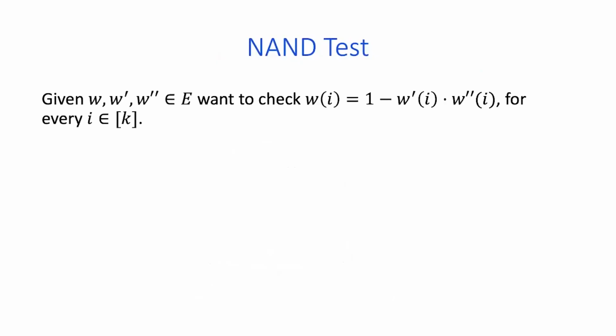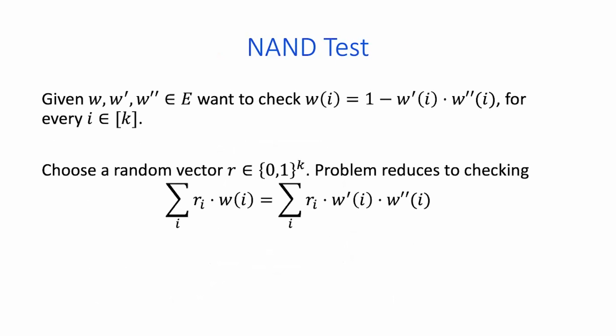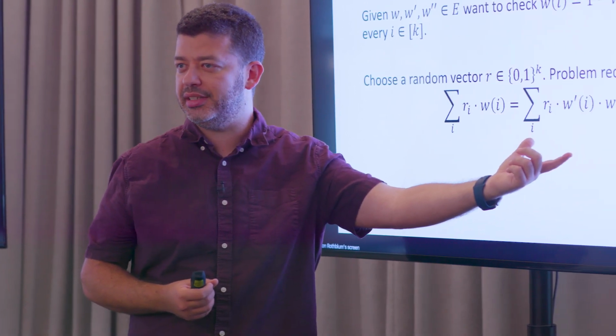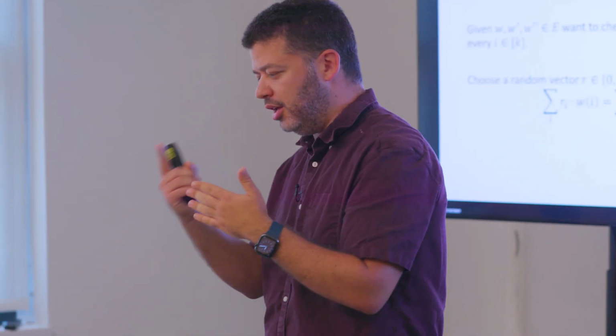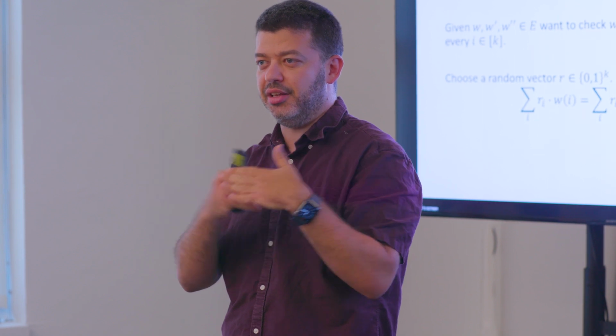The second test that we had was to check this NAND relation. So the situation that we have is that we have three code words, W, W prime, and W double prime. And we want to check that this pointwise relation holds between the message bits, right? So we're going to do the exact same trick. We choose a random vector R. If this should hold pointwise, then these sums should hold. And again, we're in the exact same situation where we can run sum check on the left-hand side and separately on the right-hand side and see that we get the same values. Here there's no need to do any permutation. I just need an encoding of the vector R.